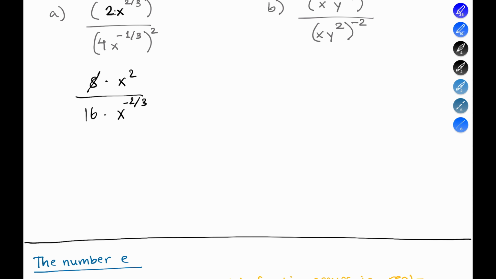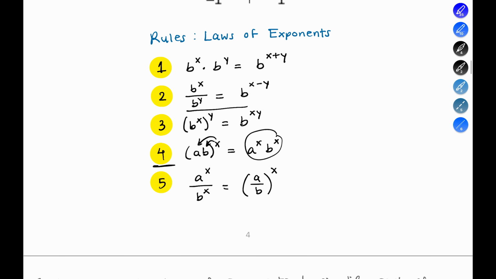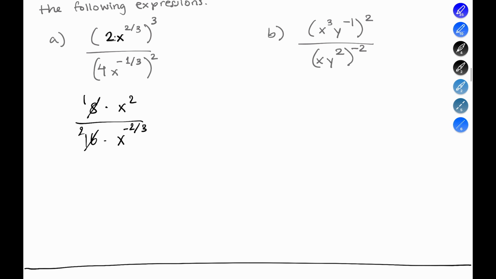Then the 4 to the power of 2 would just become 16. And then we could cancel this out because 8 times 1 is equal to 8, and 8 times 2 is equal to 16, sorry. So now, finally, we could use the second rule and simplify it to its furthest, because we have an x squared in the numerator and an x to the power of negative 2 over 3 in the denominator. So we could subtract the exponents. So it would become x squared minus negative 2 over 3. And 2 is just the same thing as 6 over 3.